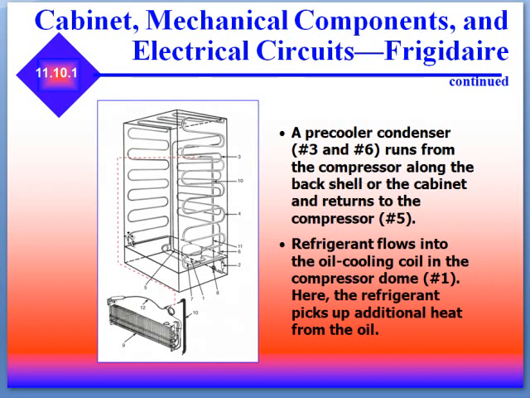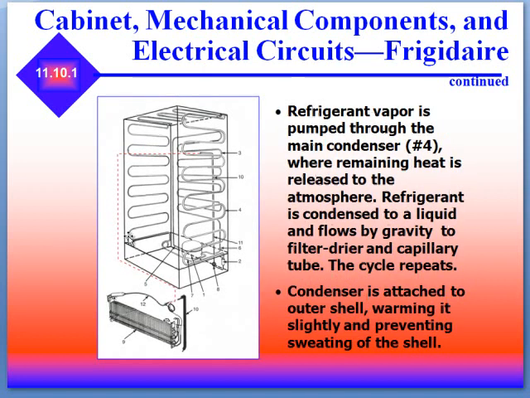A pre-cooler condenser runs from the compressor along the back shell of the cabinet and returns to the compressor. Refrigerant flows into the oil cooling coil in the compressor dome. Here, the refrigerant picks up additional heat from this oil. The refrigerant vapor is pumped through the main condenser, where heat is released to the atmosphere. Refrigerant is condensed to a liquid and flows by gravity to the filter dryer and cap tube. The cycle then repeats itself.